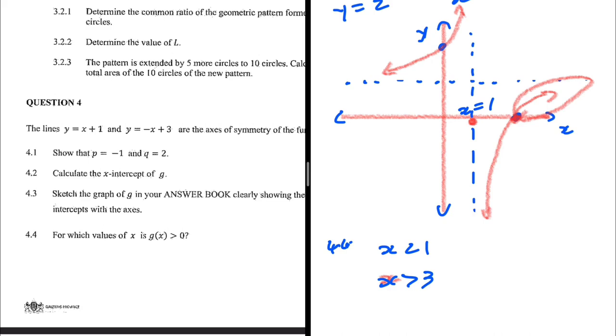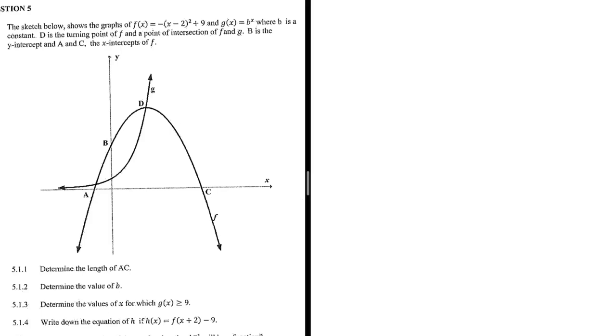So there we go. We have two functions, g of x and f of x. A and C are the x-intercepts of f, where B is the y-intercept and D is the turning point. The two functions, g of x and f of x, touch each other at the point D, which is the turning point of f. And then the first question, 5.1.1, determine the length AC.